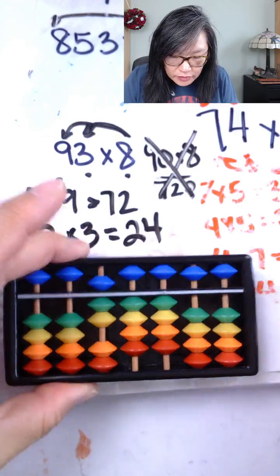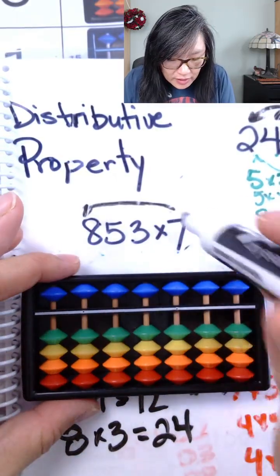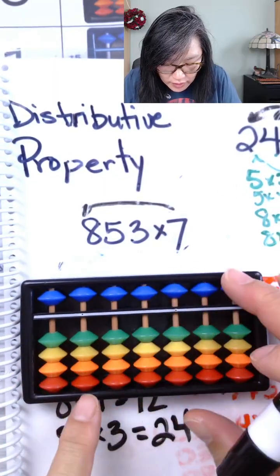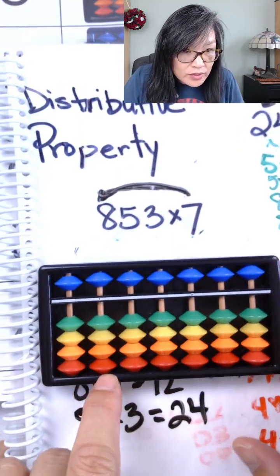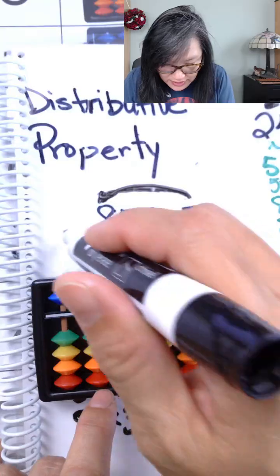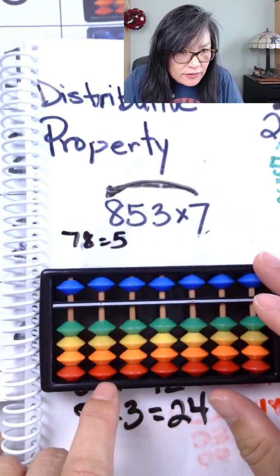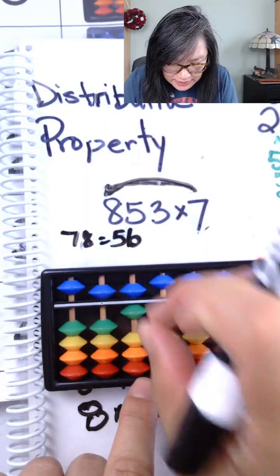What else are we going to do? We can do this one here. Again, it's the same thing. We're going to count our digits: 1, 2, 3, 4. And then we're going to do 7 times 8. 7 times 8 is what? 56. We're going to add the 5, and we're going to add the 6.